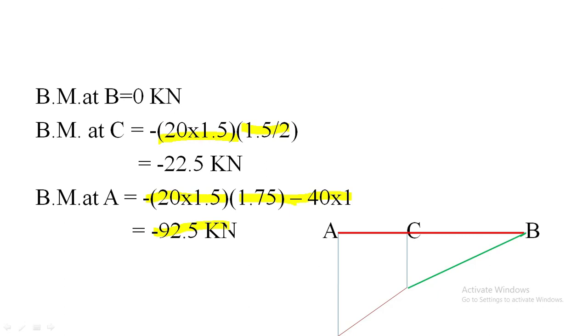Now draw the bending moment diagram. While drawing the bending moment diagram, first draw the A, C, B baseline. Value of B is 0. Value of C is minus 22.5 kilonewton. A negative value should be dropped below the baseline, and this is the value of minus 22.5. Then bending moment of A is minus 92.5. Now join AC. In between A and C there is no load, so it should be joined with an inclined line, and CB having UDL should be joined with a parabolic curve. So this is about the bending moment diagram.